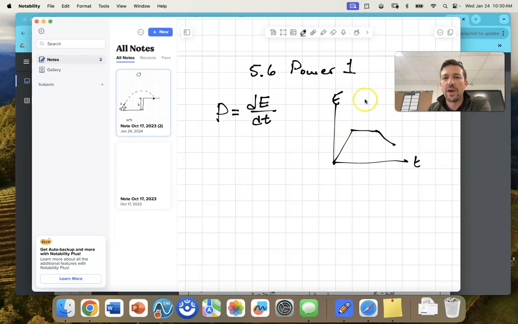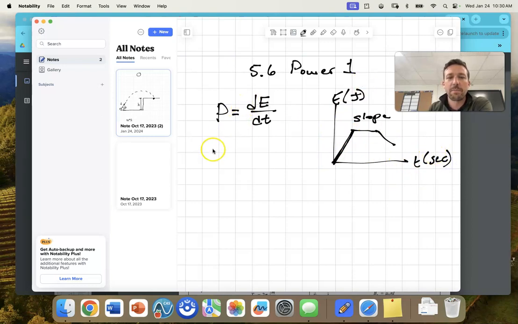So what would that be on this graph? That would be the slope, right? Because a derivative means slope. So if you take the slope of an energy-time graph, that will give you power. Now let's see what that gives you in terms of units. Energy is in joules, so it'd be rise divided by run, and time is in seconds.